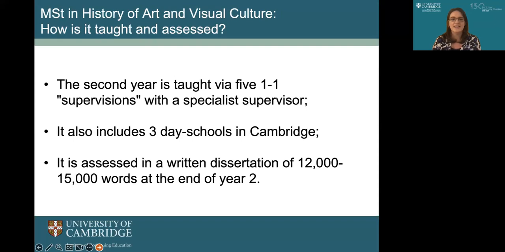The second year, as I said, is your dissertation year. So it's your chance really to study and get to grips with a topic that you're really interested in. It's taught across the year in 5 one-hour, one-to-one supervisions, as we call them in Cambridge, a sort of academic discussion, and that's with an expert in the field, so it's a specialist supervisor.